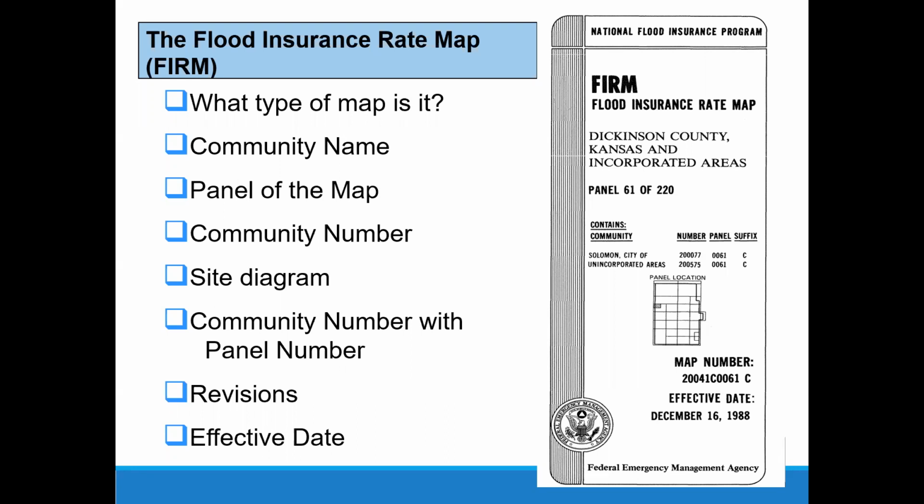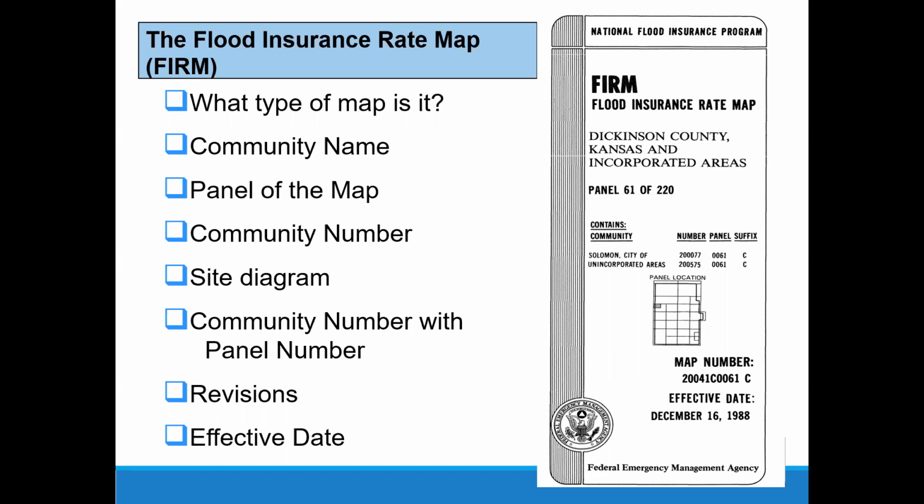The older maps, the flood hazard boundary maps, are labeled as such as well. The community name is in the center. So this says City of Solomon. It also tells you what county it's in, and it gives you the county number as well. So the community number is there just across from the community name. And then the panel of the map, so the map and panel number together, are towards the bottom in bold.